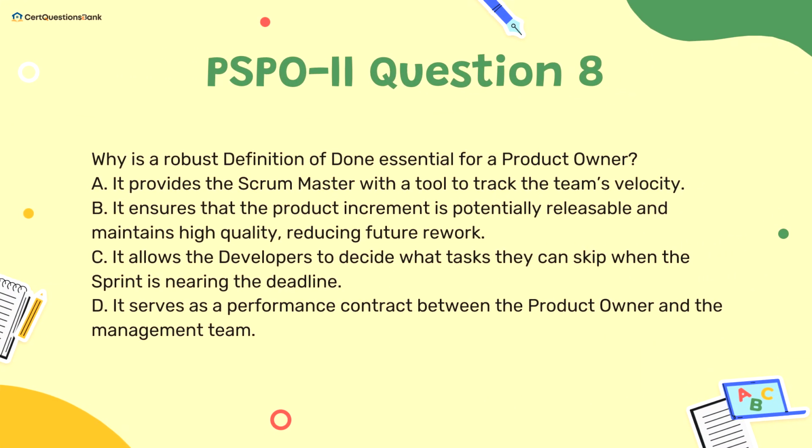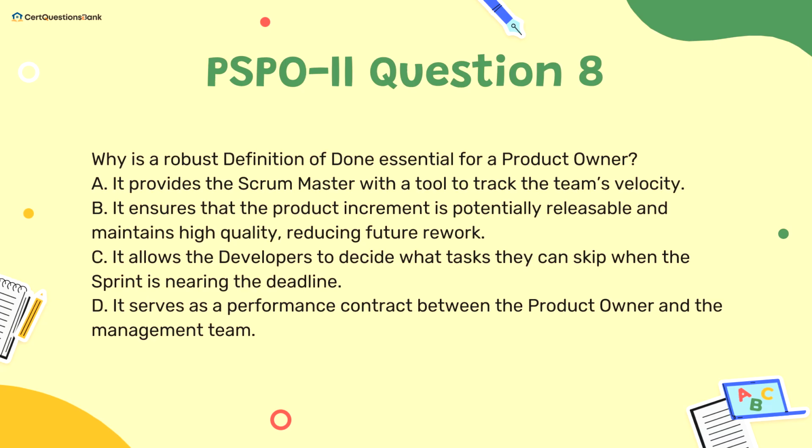Why is a robust definition of done essential for a product owner? A. It provides the Scrum Master with a tool to track the team's velocity. B. It ensures that the product increment is potentially releasable and maintains high quality, reducing future rework.